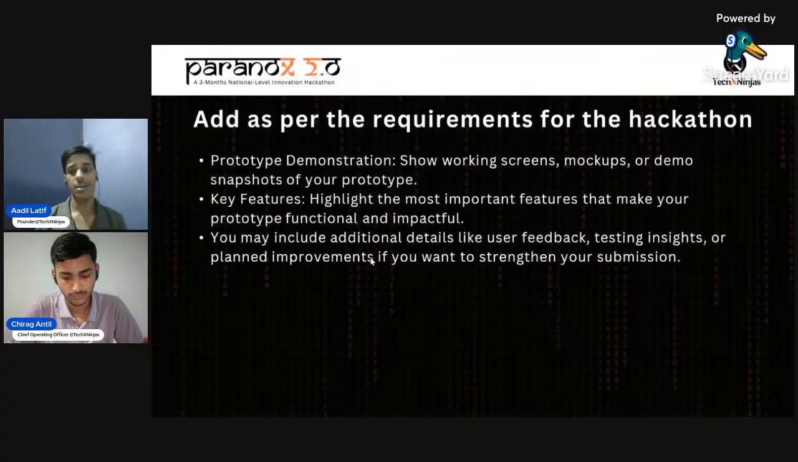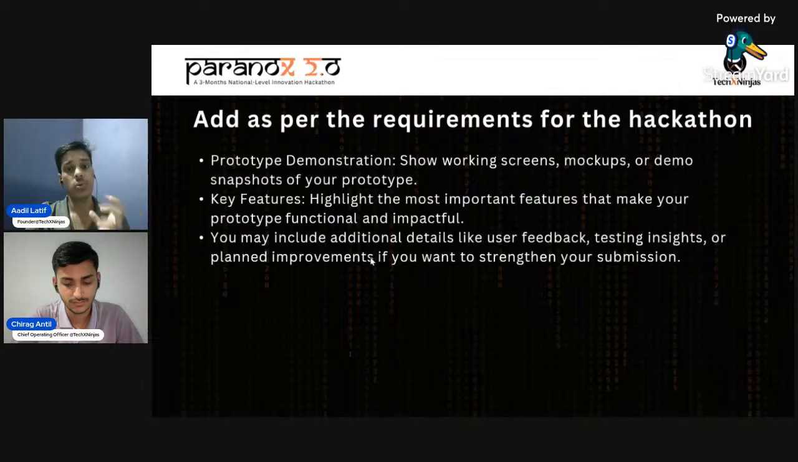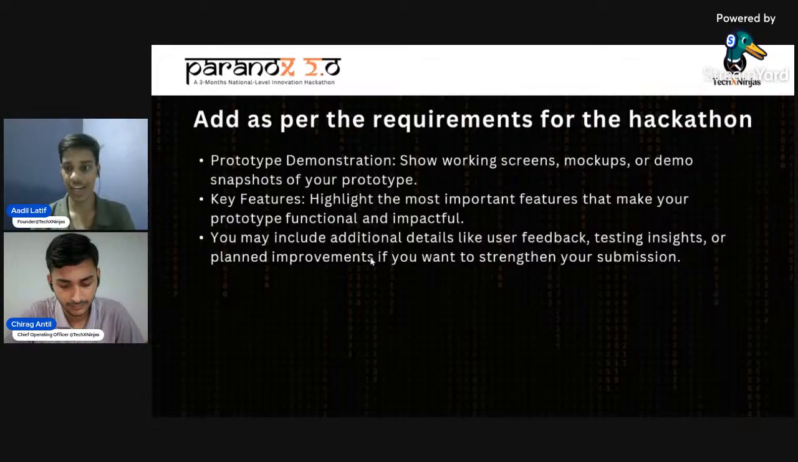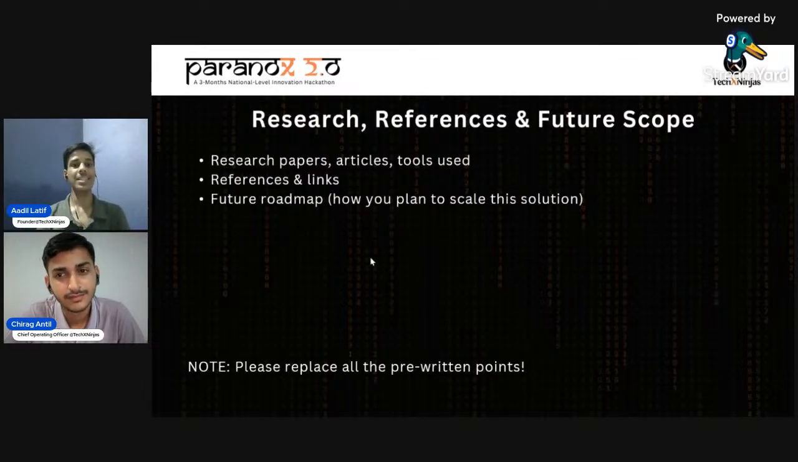The second to last slide of our PPT is to add anything as per the requirements of the hackathon or your idea. You have to share anything that can earn you more points for your idea. Share a very powerful thing, so that you can get bonus points. We will be giving the bonus points based on the ninth slide of our PPT. The last slide is research, references and future scope.